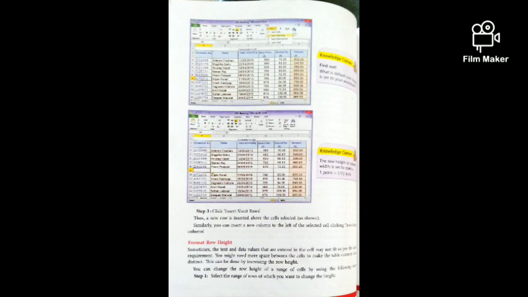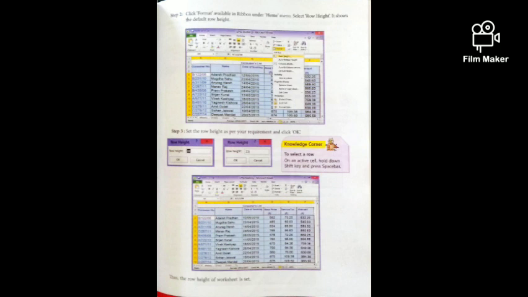Now, we are going to discuss how to change or format the row height and column width. To change the row height, you select the specific row and then you can change the row height. Options will appear when you right click on that initial position.